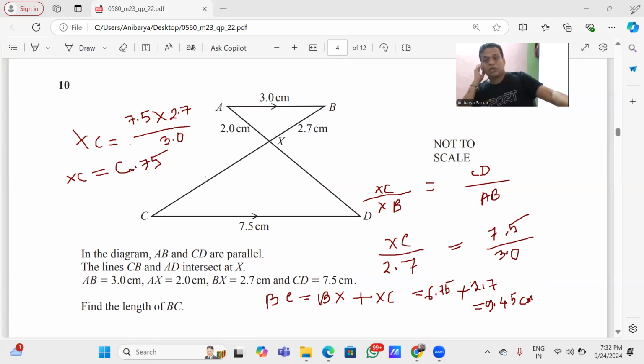Okay. Whenever you find this type of similarity problem, you should use this formula. From the similarity of triangles, the ratio of the sides of the triangles is equal. We use this formula and solve this. Okay, next.